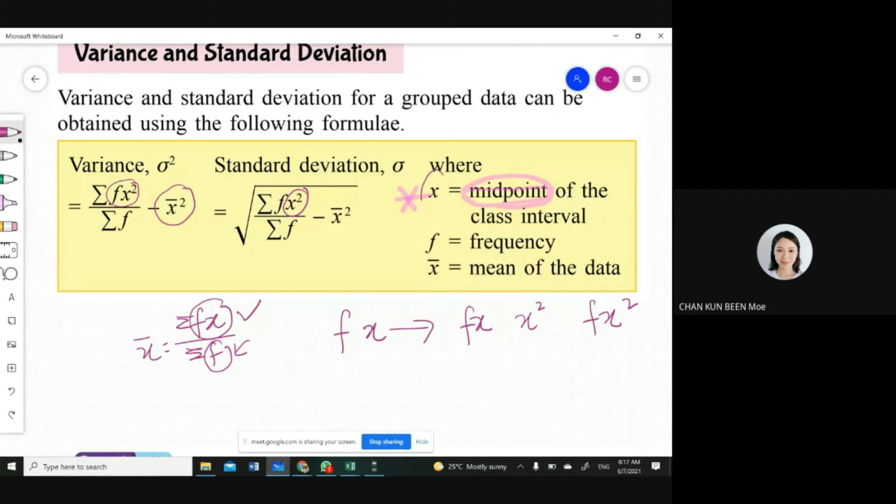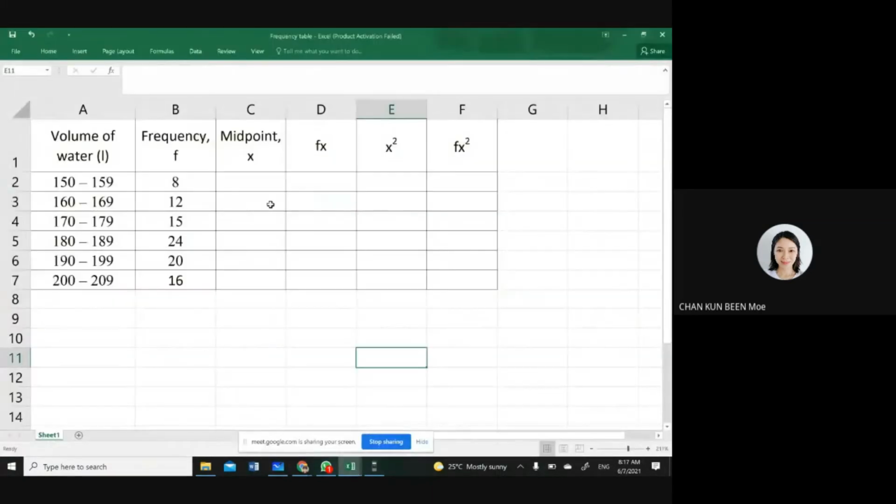Okay, so there are 4 things you need to add on. That is the first one, the midpoint. After that, you get the fx. After that, you get the x squared. After that, you get fx squared. So 4 things we add on. That's why in the table over here, I've already added them. We have the midpoint, then you have to find fx, x squared, and fx squared.